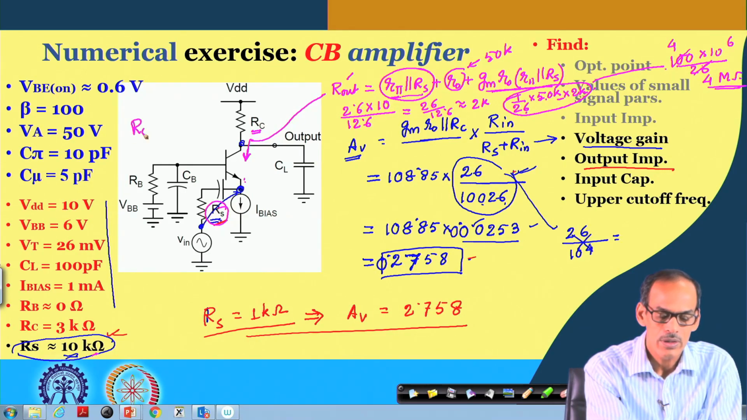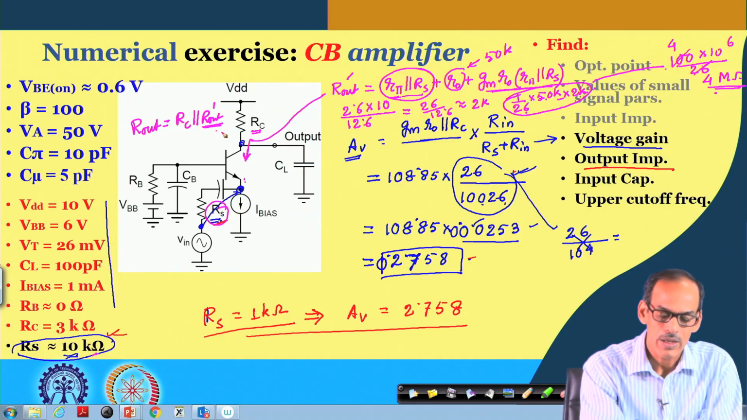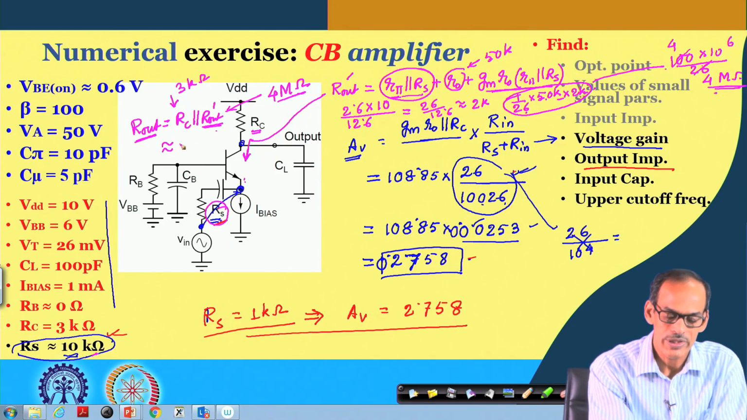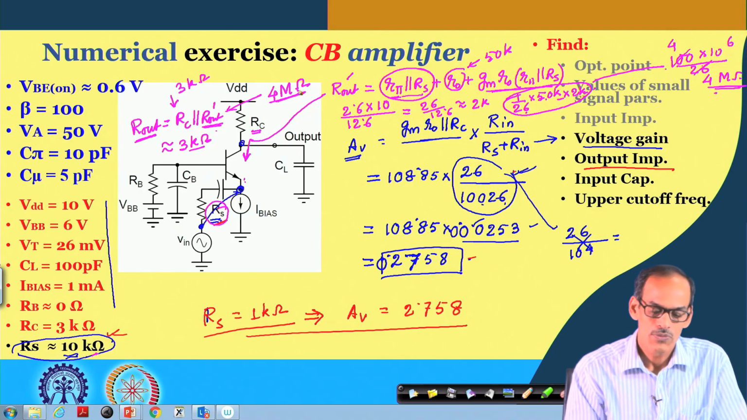resistance, output resistance, it is R C coming in parallel with R out and R out dash rather. So, though this R out dash is quite large, say 4 mega ohms in magnitude, on the other hand, R C is only 3 kilo ohms. So, we can say that it has hardly any influence on the overall output resistance, because this 3 K is quite small, I should say it is peanuts next to the 4 mega ohm.